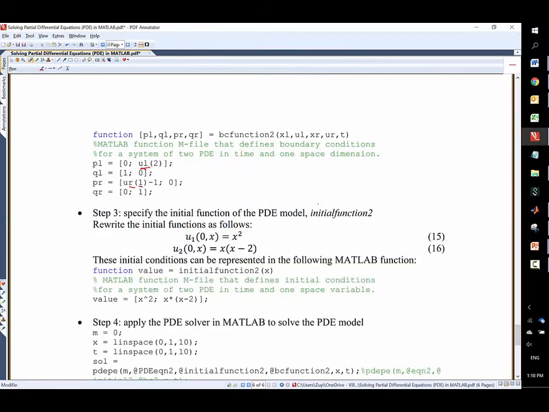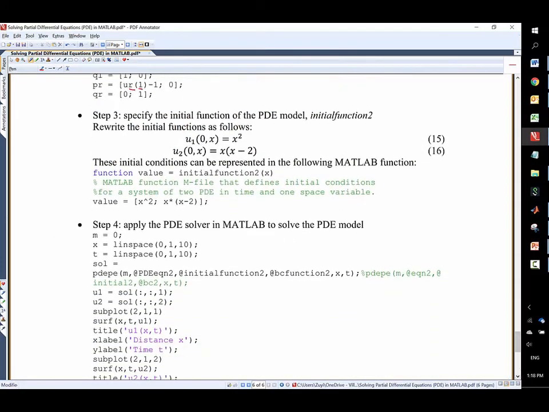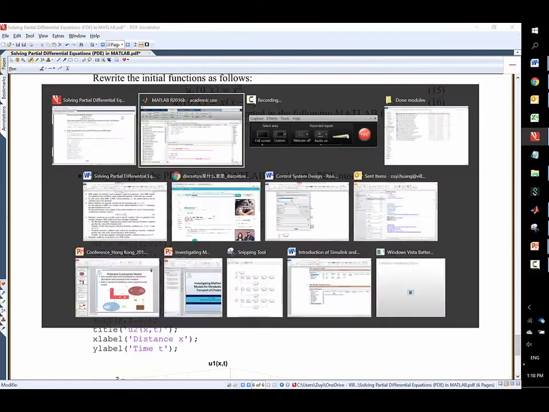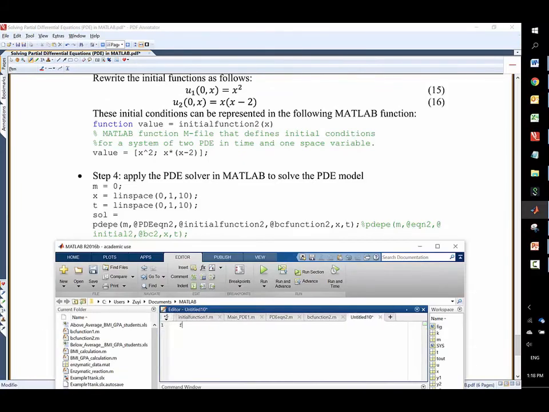Okay, and then we get the initial condition, right? Put initial condition here. Function value initial function 2 x, right? And then we get value. Again, this is a vector, right? We have 2 initial conditions. The first one is s square, the second one is s times s minus 2. Okay, so save it.